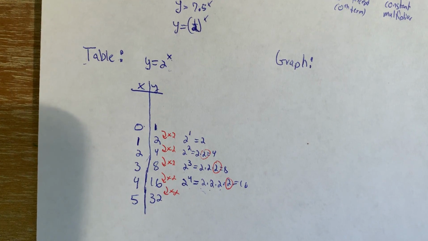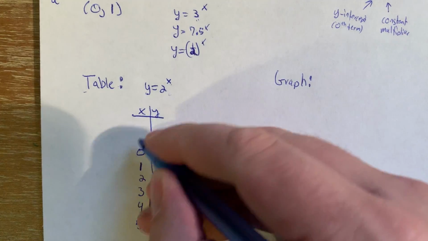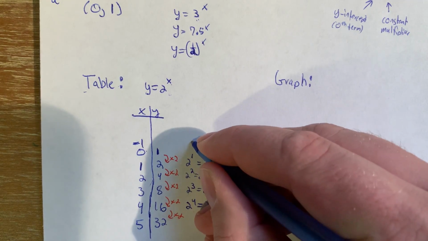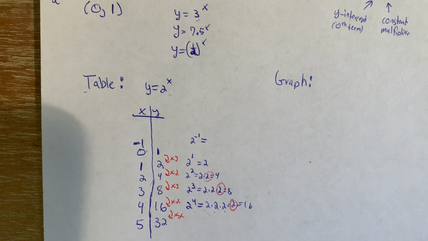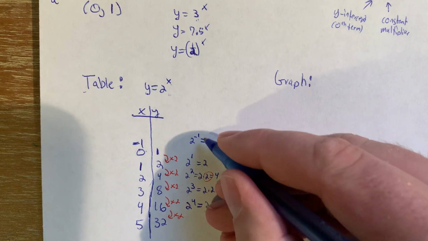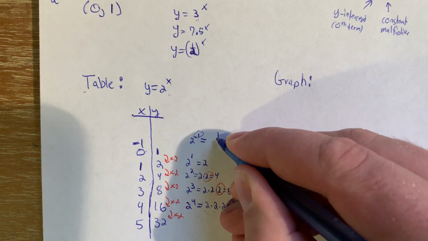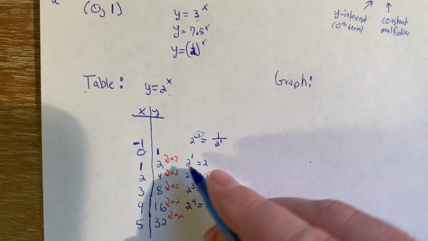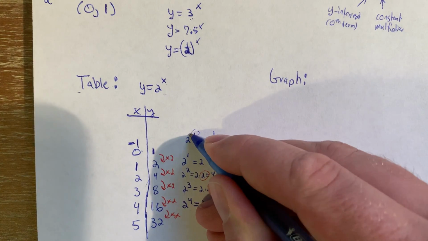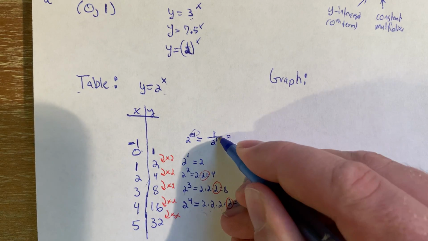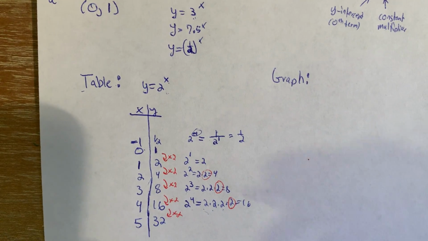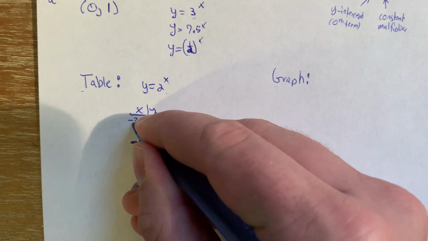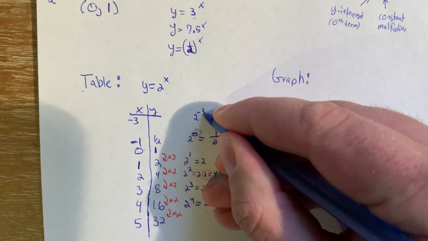Okay. What about negative numbers? When x is negative 1, this is 2 to the negative 1 power. And hopefully we remember from Algebra 1 or earlier this year that when you have a negative exponent, this means you divide by the positive exponent. So 2 to the negative 1 means 1 divided by 2 to the 1 power. So this is 1/2. When x is negative 3, for instance, this is 2 to the negative 3 power.